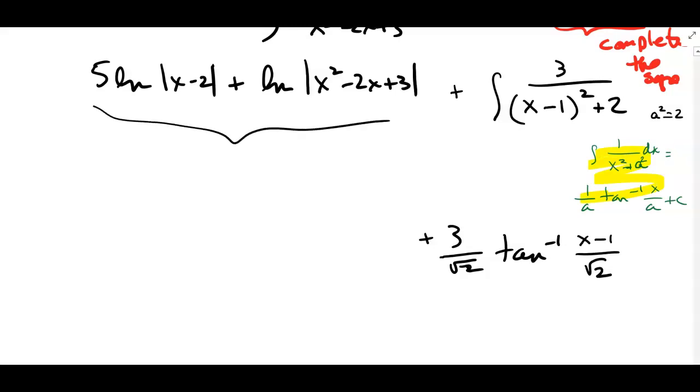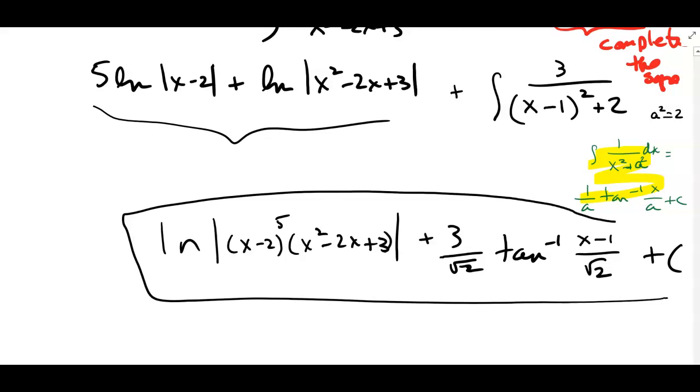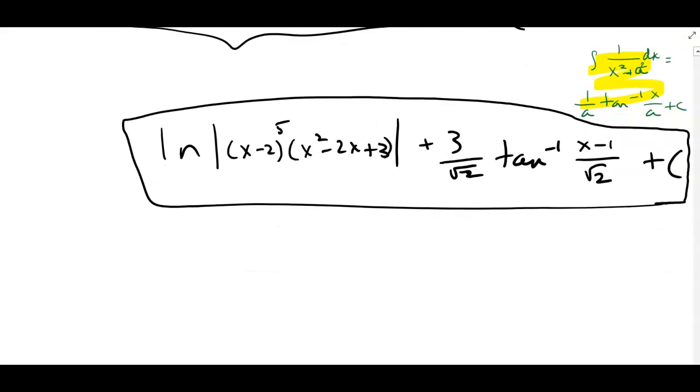I'm going to bring these two together and do ln. It ends up being x minus 2 to the 5th plus 3 radical times tan inverse. Not a pretty one, but in case you come across it in MATLAB. There it is.